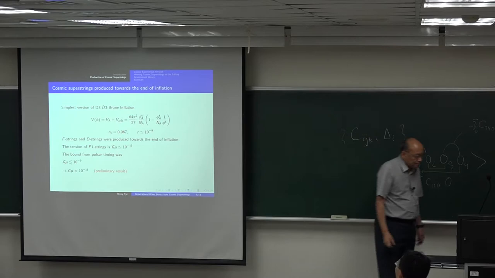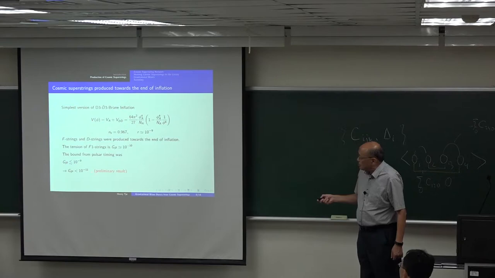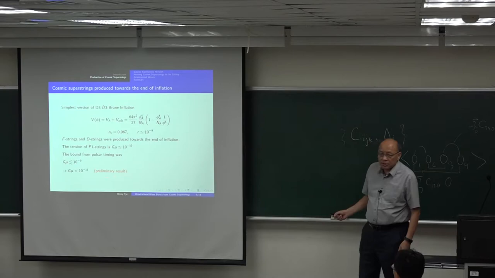Now, the present bound from pulsar timing, which in a paper coming out may reach 10 to the minus 11, but this is only for fundamental original cosmic strings, not for superstrings. For superstrings, because they have beads and junctions, the bound will actually be relaxed. So this is totally consistent with the pulsar timing bound.